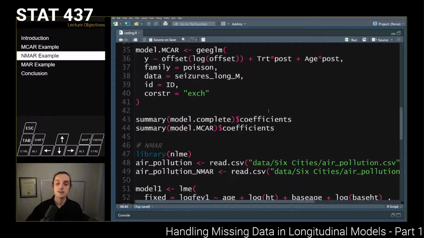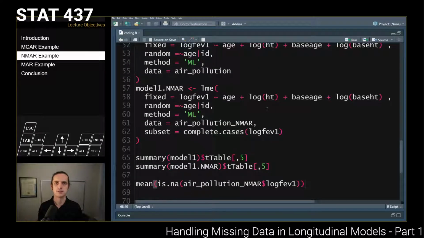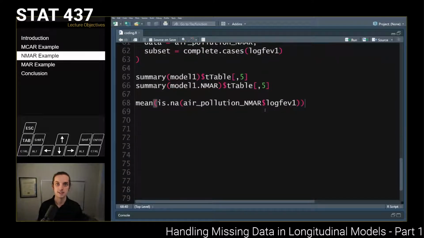But that doesn't mean that you should just ignore it. In fact, you should do the total opposite, right? And so I hope that this example illustrates just how important it can be to consider the missingness in our outcomes.